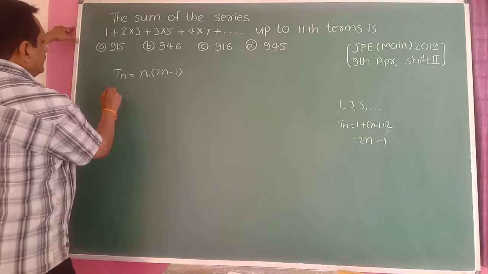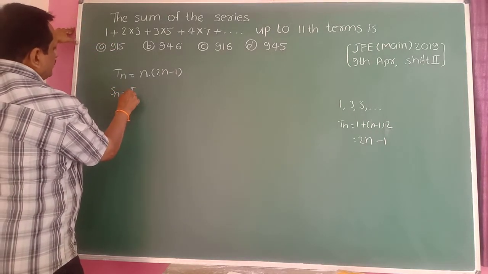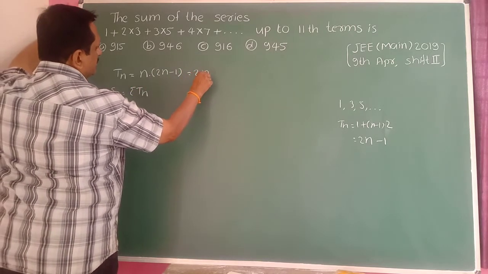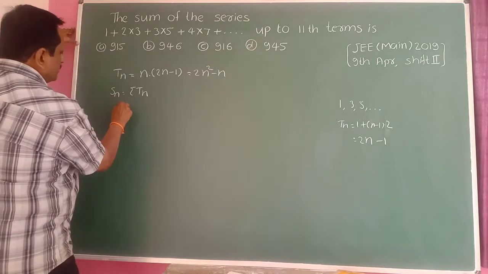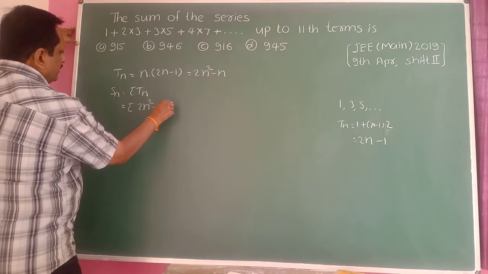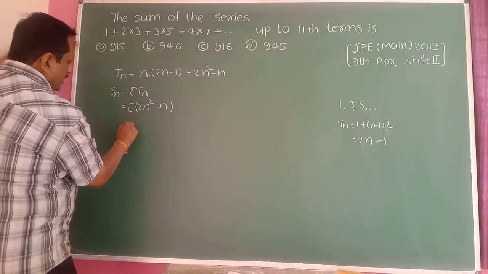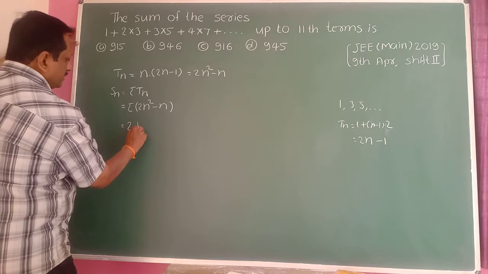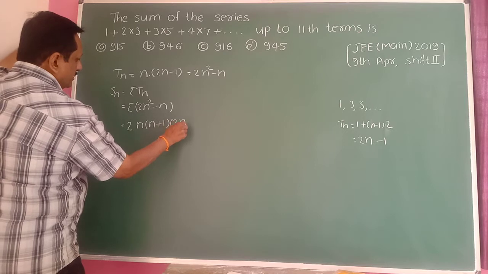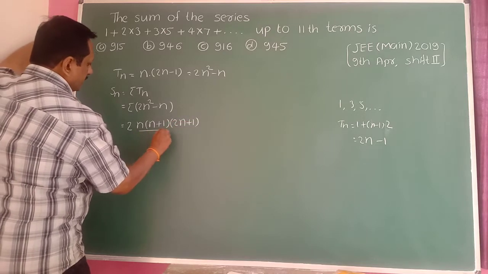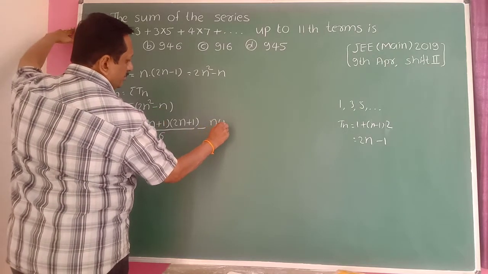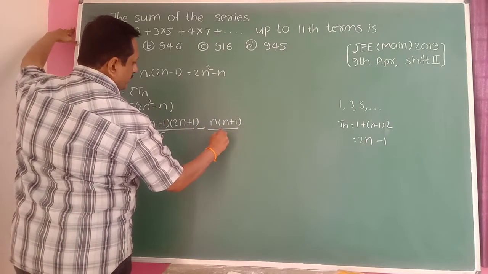Therefore here we want its sum. Sn is equal to summation of Tn. Take n inside: 2n square minus n. Therefore this is equal to summation of 2n square minus n. Write 2 as it is. Summation of n square is n into n plus 1 into 2n plus 1 divided by 6, minus summation of n is n into n plus 1 divided by 2.